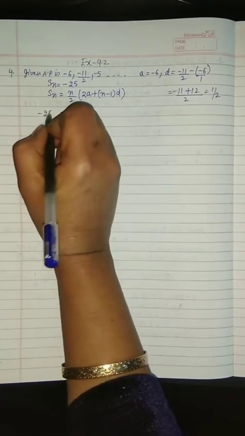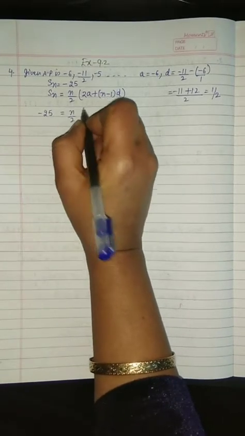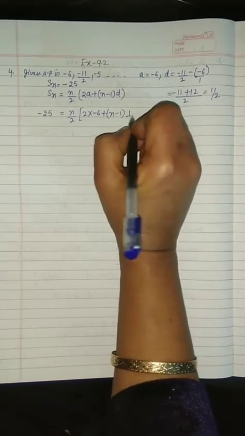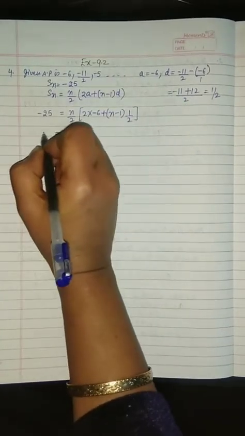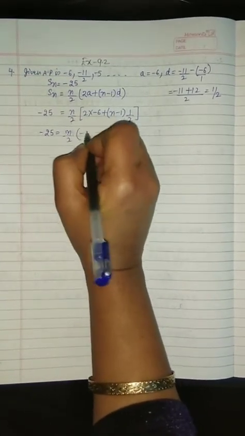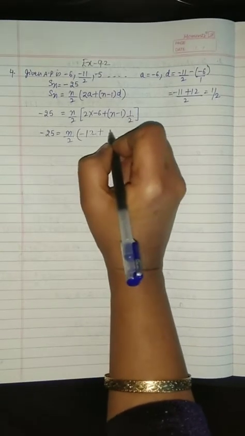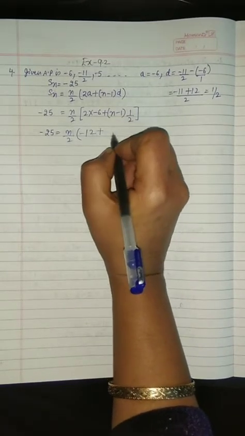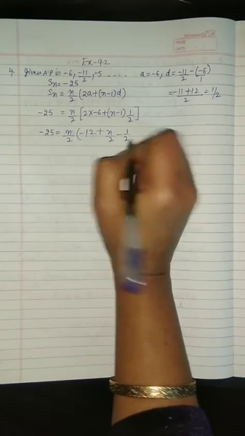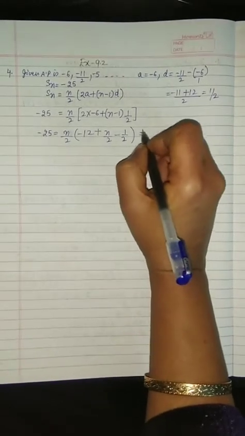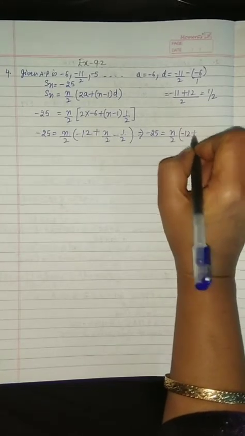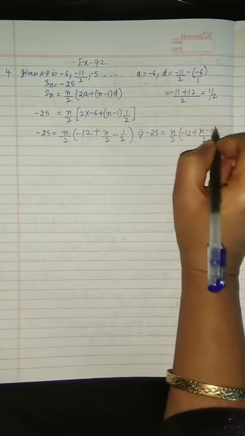Sn is minus 25, given in the question, and we have 2 into a, a is minus 6, plus n minus 1, d is 1 by 2. So we will simplify it to find the value of n. So it will become n by 2 into minus 12 plus n minus 1 by 2. Now when we take the LCM, it will become minus 25 is equal to n by 2 into minus 12 plus 2n minus 1.